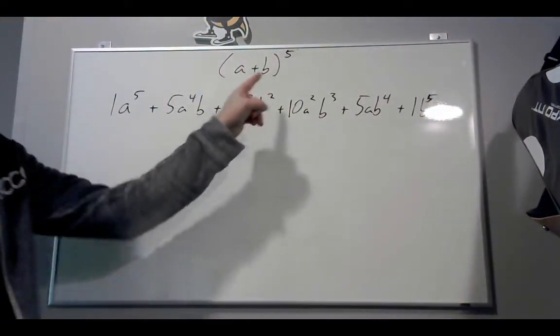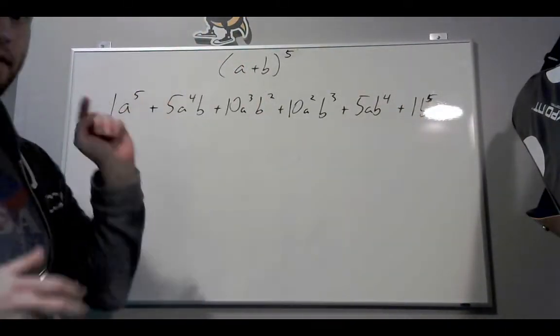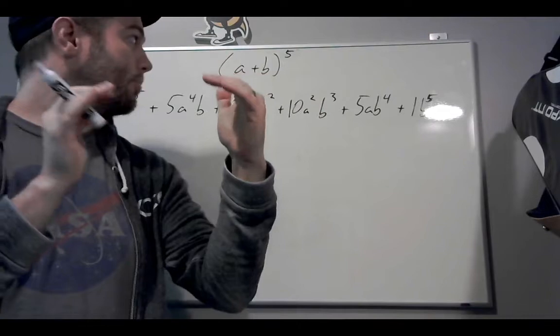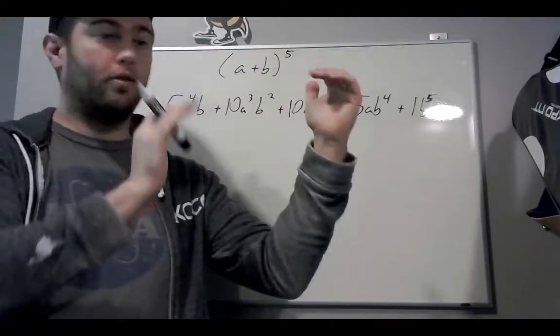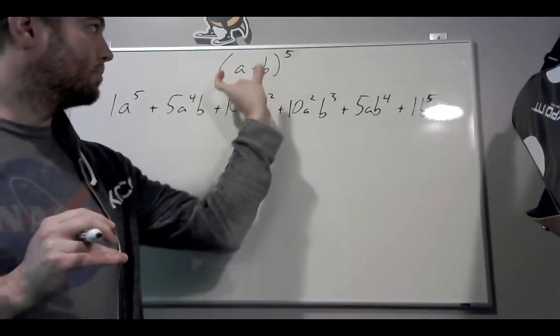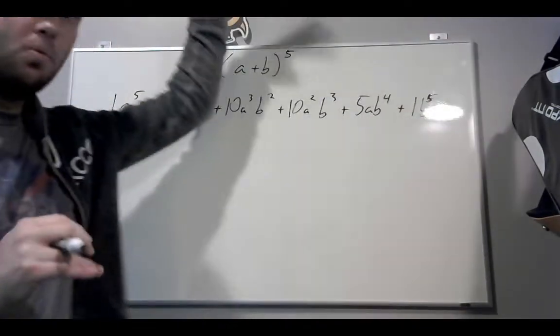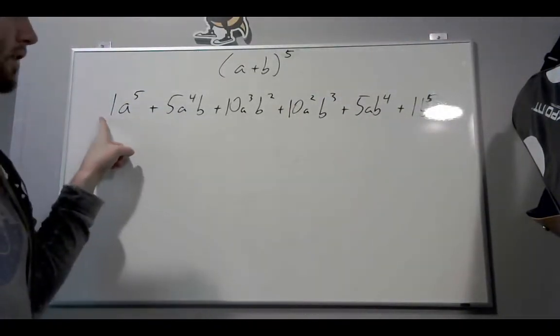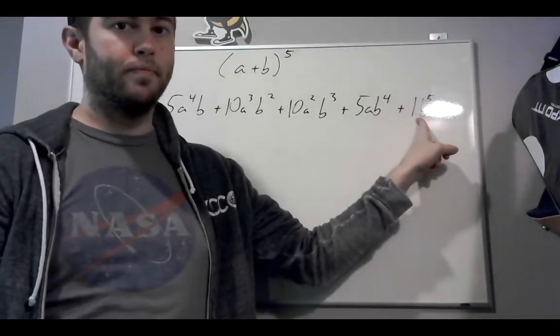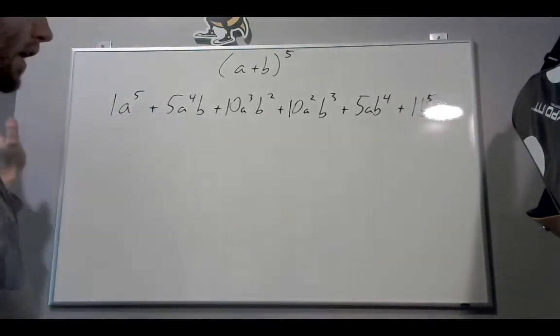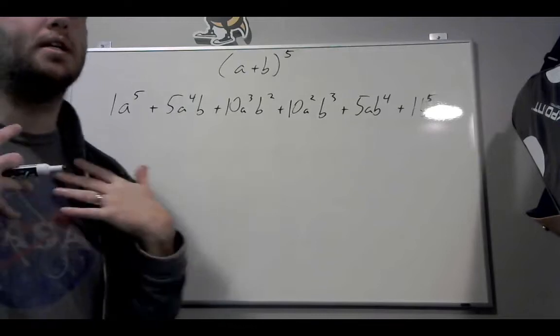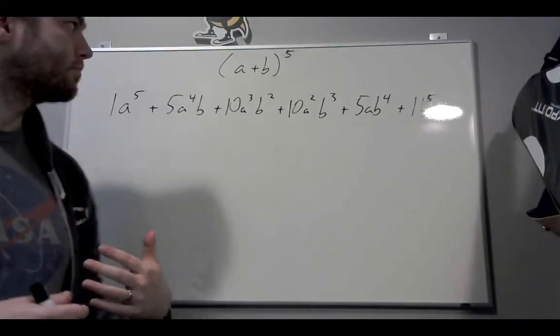So instead of actually having to multiply this binomial over and over and over again, so (a + b) times (a + b) times (a + b) times (a + b) times (a + b), work out all that math, it simply just comes down to this right here. And the reason why I can do this so quickly is because there is a pattern to this.